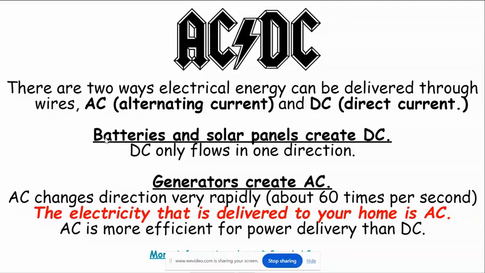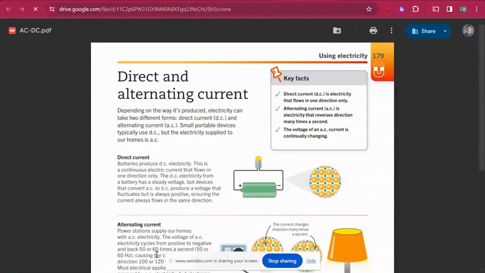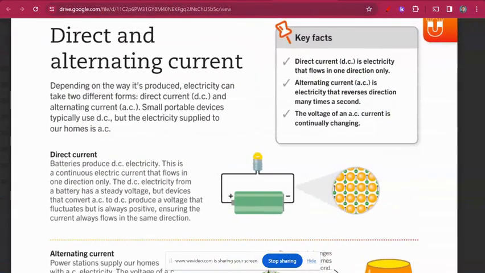Let's talk first of all about DC. It turns out that batteries and solar panels create DC electricity. The idea is that in DC electricity, the electricity only flows in one direction. As an example, I'm going to click down on the bottom of the page here, and on this slide there's a little link. So if you have a direct current circuit, you have a battery, say with a light bulb.